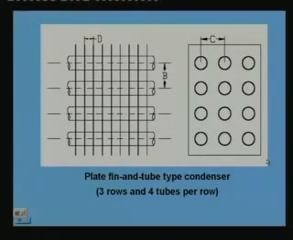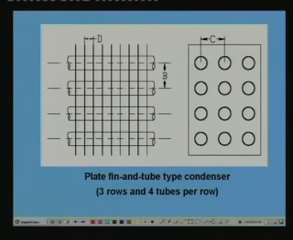This is what is known as plate, fin and tube type of condenser. Here again you can see the tubes, through which refrigerant flows. Through these tubes, plates are attached. These are the plates attached to these tubes. If you see from the side view, it is something like this. You can see that this is the plate, and these are the tubes through which the refrigerant flows.